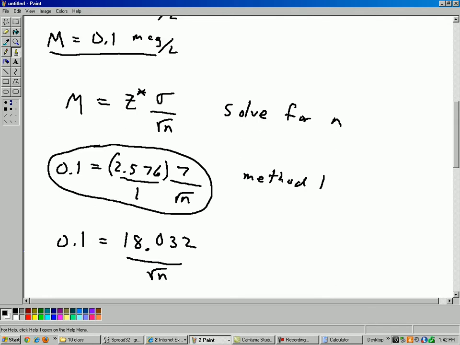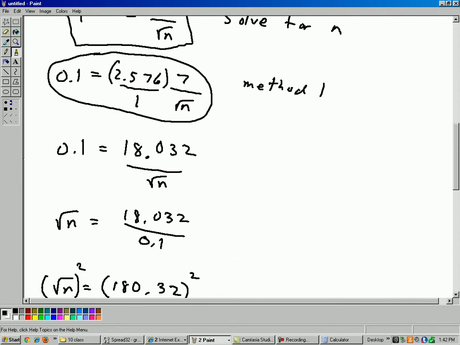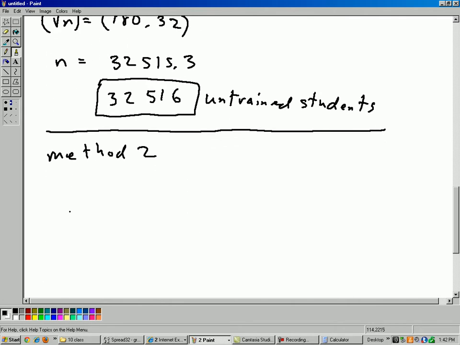But if you want to, you can algebraically rearrange this formula for n. And in the textbook, they do that for you. Let me do this real quick here for you. So m equals critical z times sigma over square root of n. So method 2 is you algebraically rearrange your formula for n first. So move the n up.